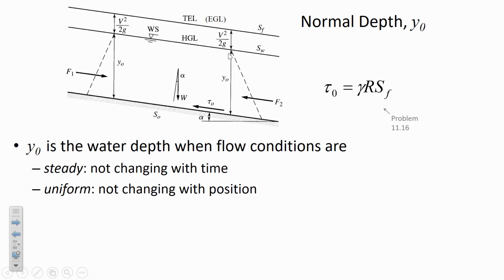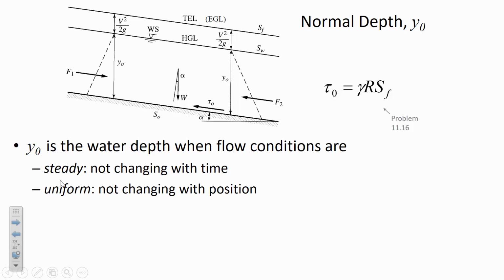Or if we know the depth and we know the shape of the cross section, then what's the equivalent flow rate that's causing that? So the normal depth, as this is called, only applies if conditions are steady and uniform. And Manning's equation, which we're going to be using today, only applies under these circumstances.